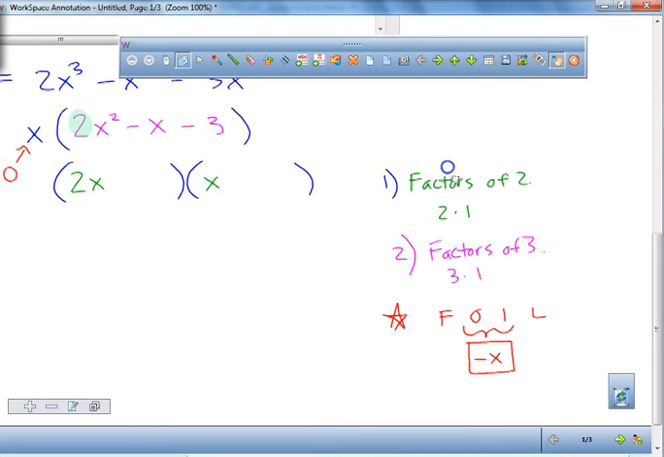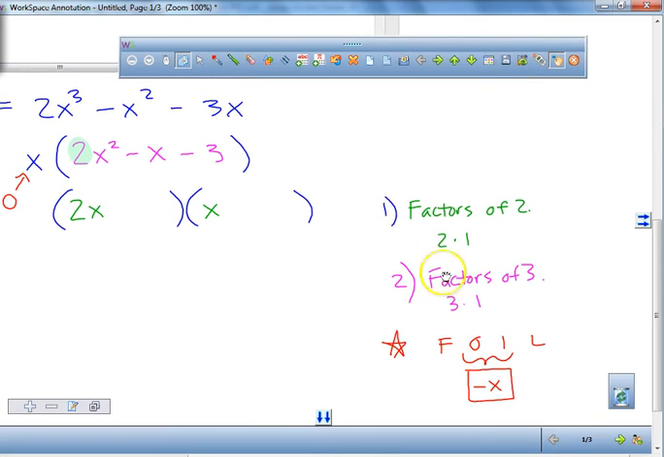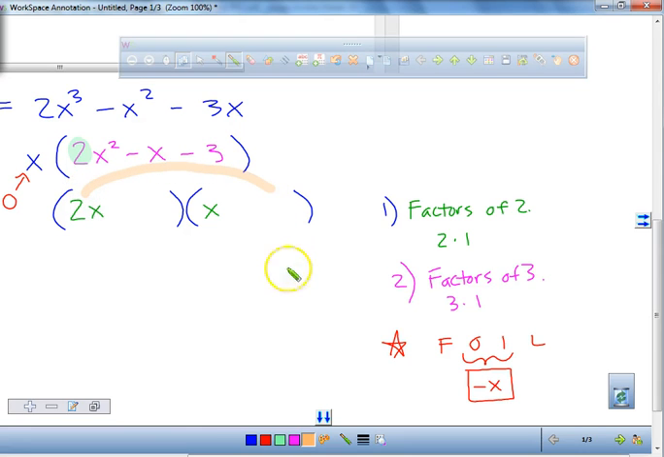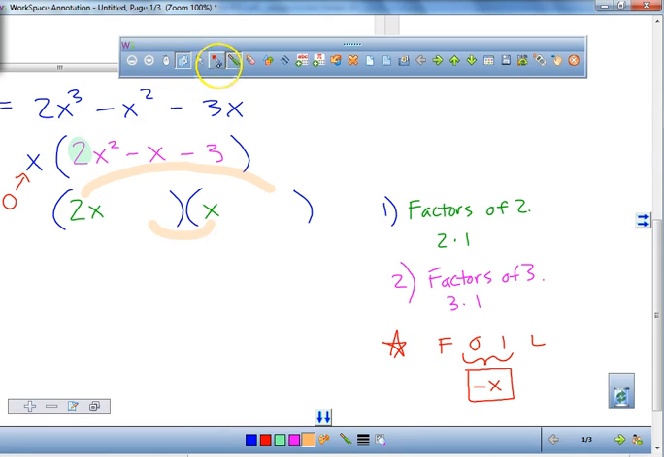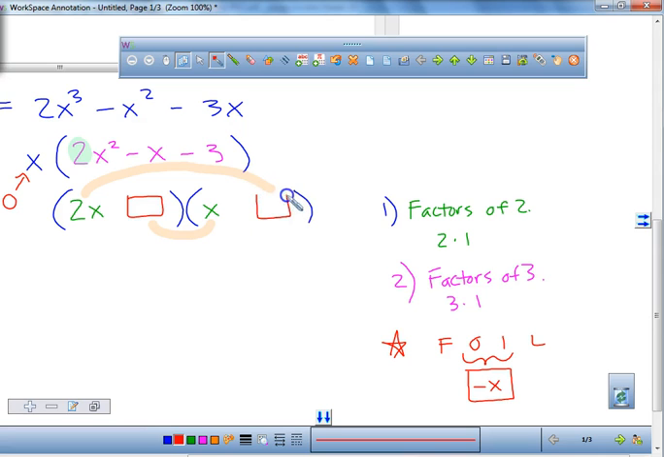Now I'm going to highlight the outside and the inside. So here we go. The outside is going to be from this 2x to a number, and the inside is going to be from right here multiplied to the x. So we got to figure out what number is going to go here and what number is going to go here.